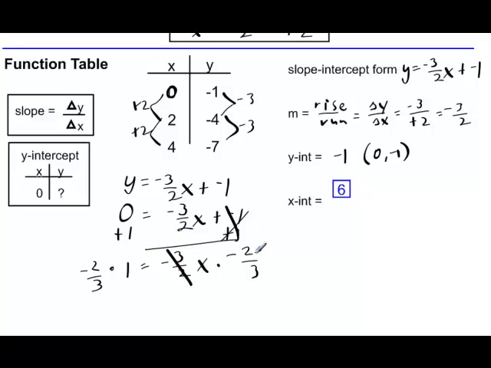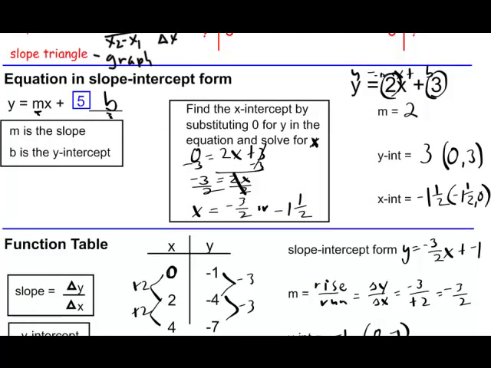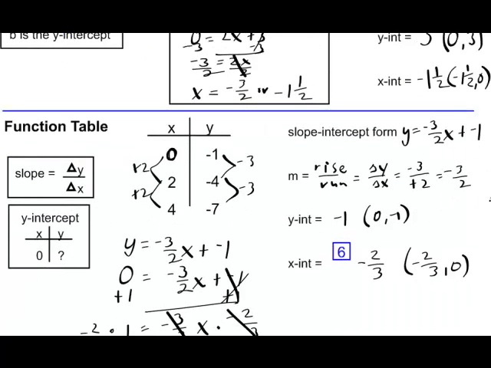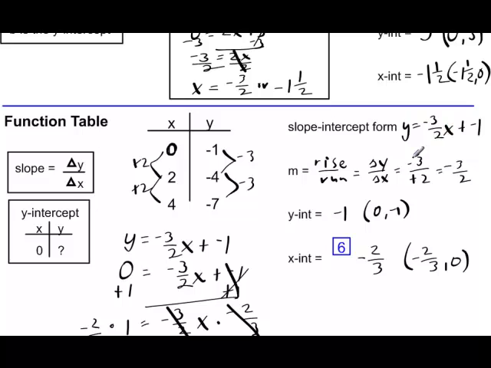So negative 3/2 cancels with negative 2/3. So I'm left with x equals, let's make them both fractions. Negative times a positive is a negative. 2 times 1 in the top, 3 times 1 in the bottom. So my x-intercept is negative 2/3. Or if I were to write it in ordered pair form, negative 2/3, 0. So again, if I were to compare these two functions and ask you which has the greater slope, now you could say that 2 is greater than negative 3/2. So if we were to graph both of these, this function would have a steeper graph than this function.